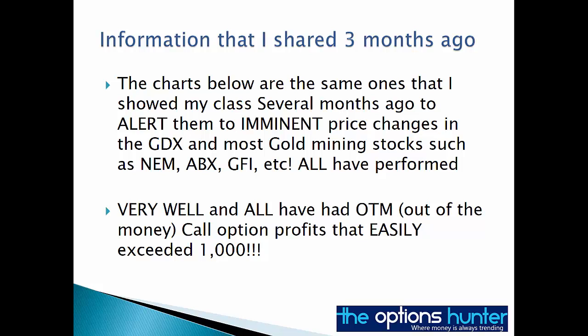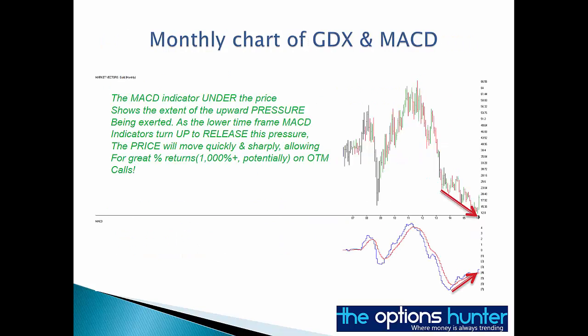many good call trades on out of the money call options. Many, underline many, over 1,000% return on just this one index alone. And that's been over the past several months, enough to have retired a few times over if you'd chosen to pay attention to those details.